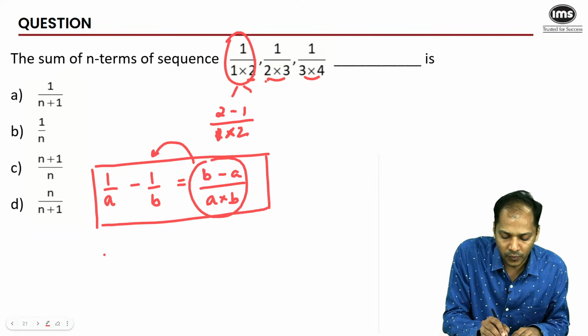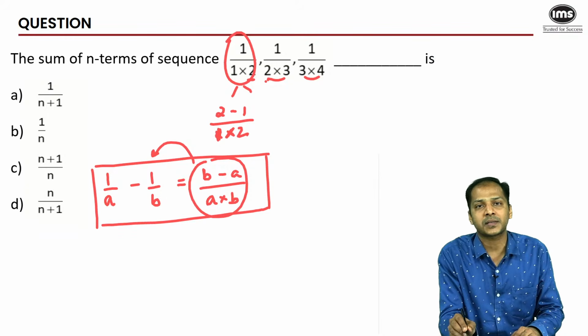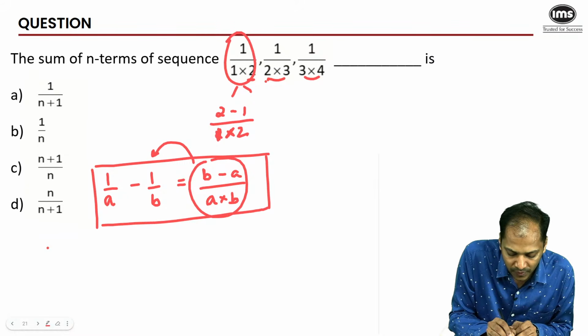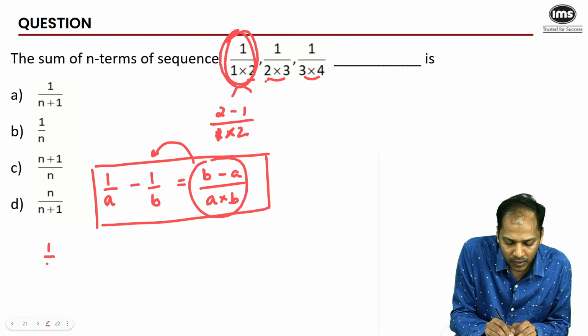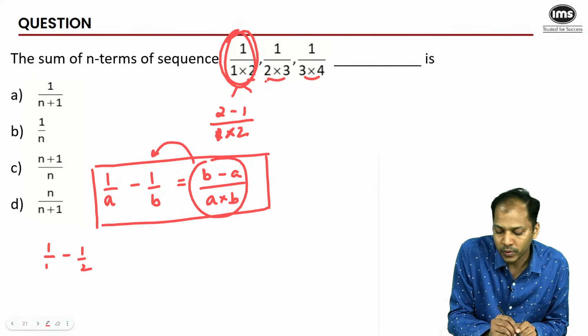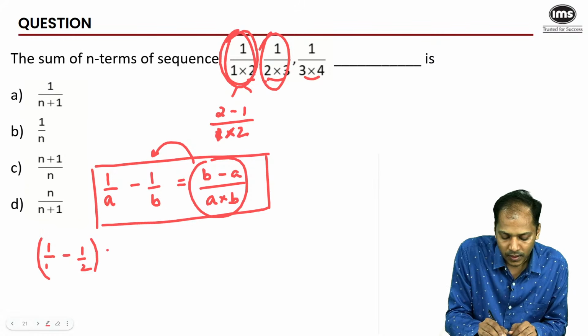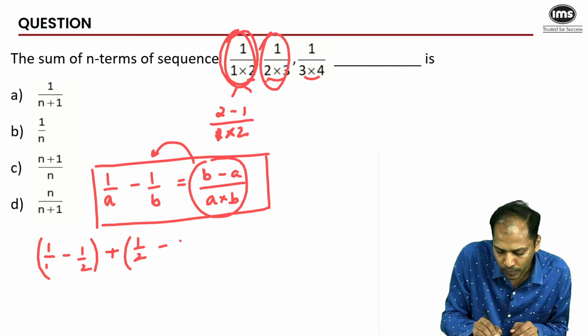So therefore, what we are going to do is, instead of keeping it in the form where the denominators are different and you will not be able to add them up, this sequence has to be simplified. The first one, 1 upon 1 into 2, would become 1 by 1 minus 1 by 2. Similarly, this is the first term. The second term of this sequence would be 1 by 2 minus 1 by 3.